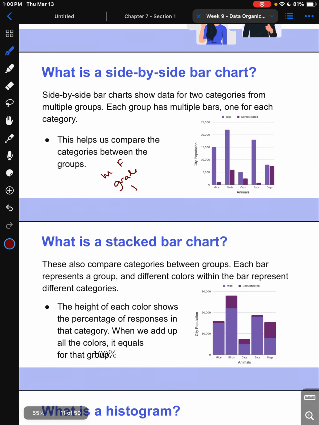You have a stack bar chart, which is similar. It kind of does the same thing as a pie chart a little bit, because it's 100%. So basically, you're dealing with the total of mice. It's 100%.